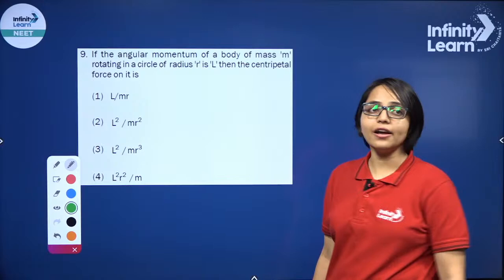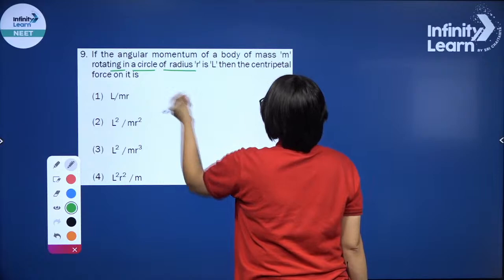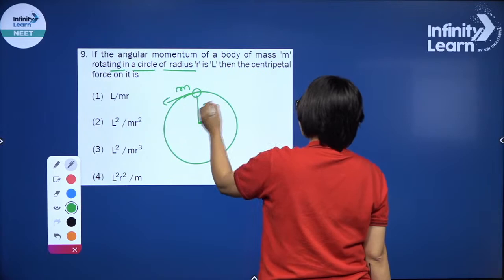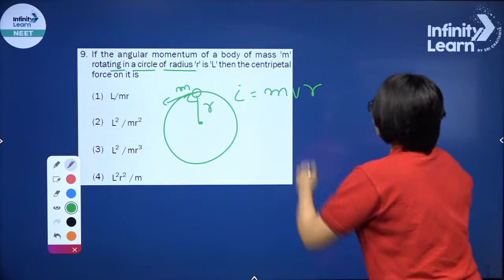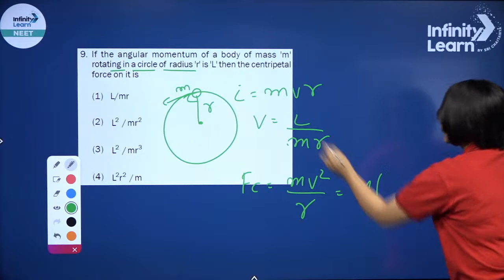Chaliye, agla question. If the angular momentum of a body of mass m rotating in a circle of radius r is L, then its centripetal force is. To angular momentum kya ho jayega? Circle mein hai m mass, v velocity se r radius perpendicular, so angular momentum seedha aa jayega mvr, right? To yahan se bachcho velocity milegi L upon mr. What is centripetal force? M v square upon r. M v square ki jagah rakhenge L upon mr ka whole square divided by r.